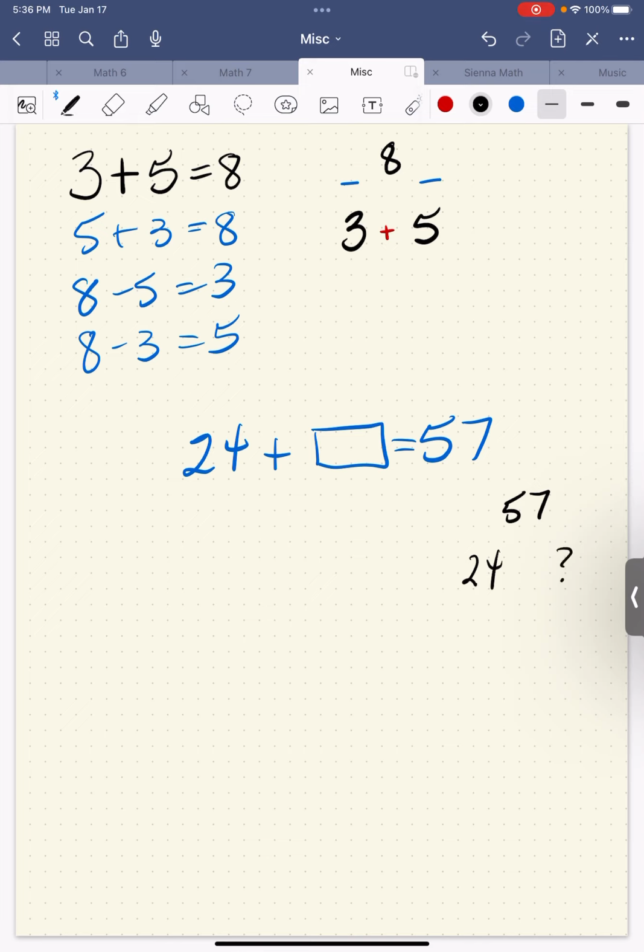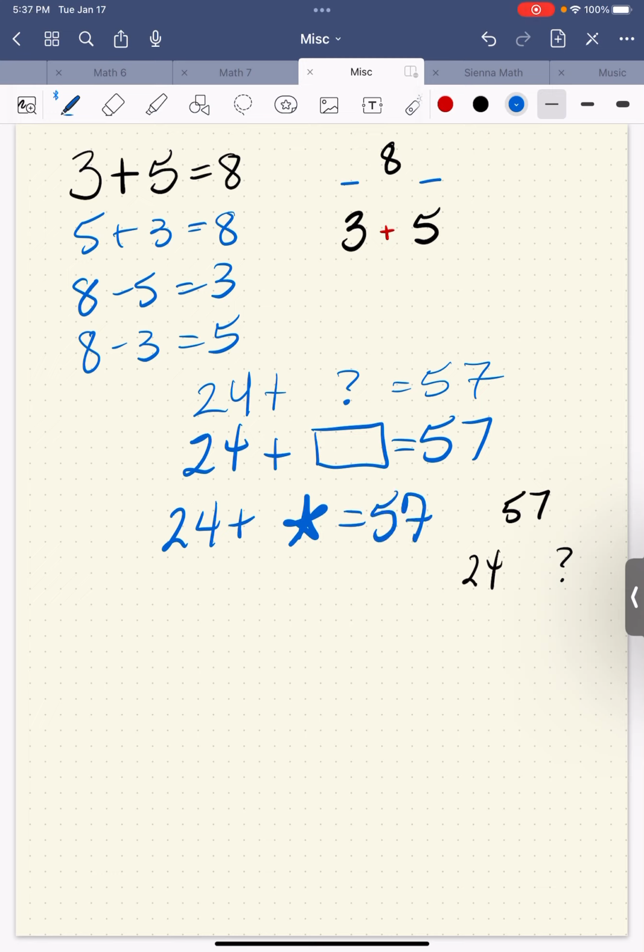If the box throws your kid for a loop, you might try using something like a question mark instead, or it can even be another symbol like 24 plus star equals 57 to help get them away from the idea of a blank space.